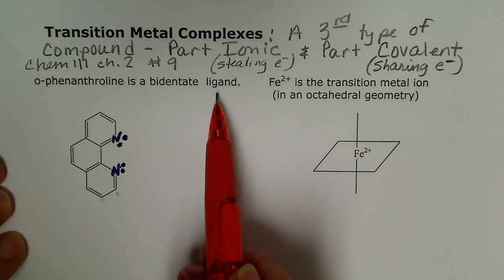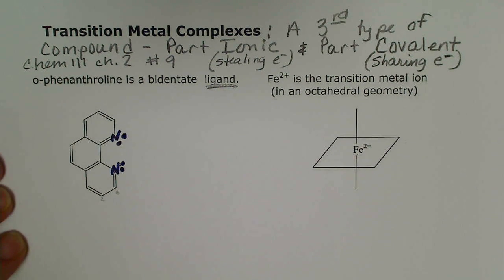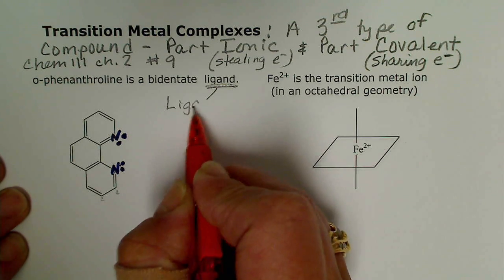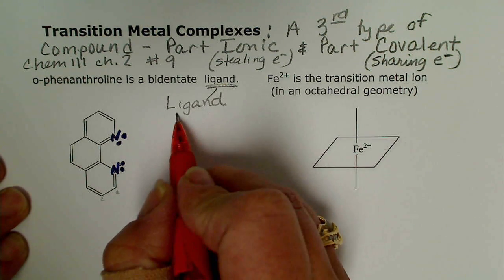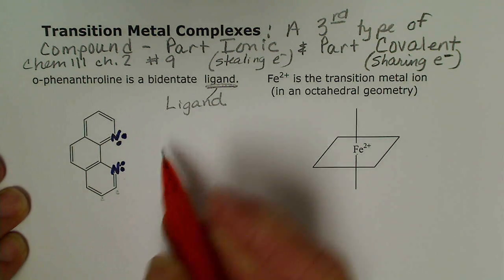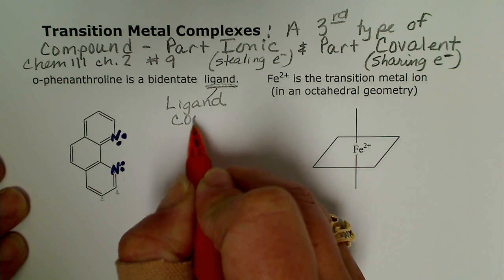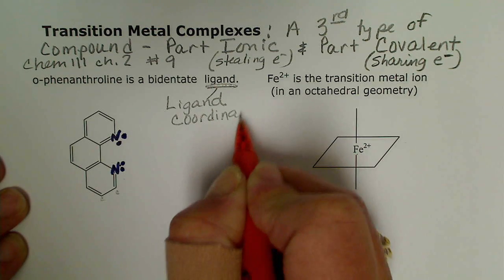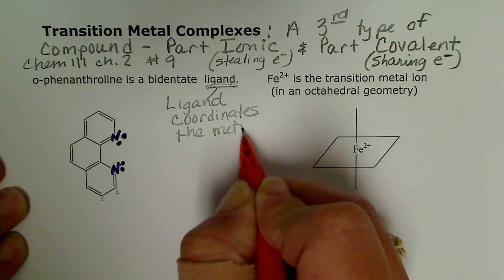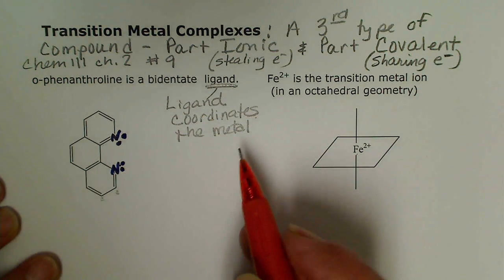And then a new word that we're going to learn is ligand. So we say that the ligand coordinates the metal. So the ligand is either an ion or a neutral molecule with lone pairs. So we'll take a look at that in a minute. But a ligand coordinates the metal. That's what we say. And that's where the term coordination compounds probably is associated with.